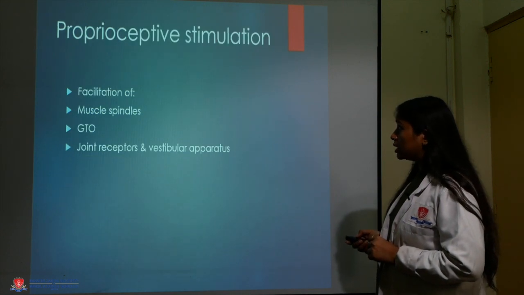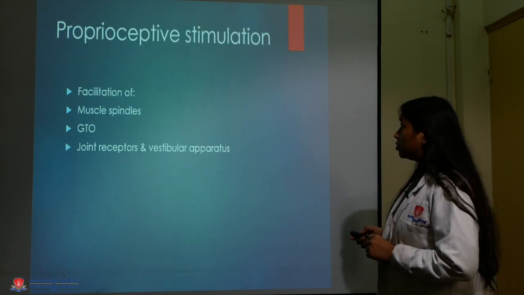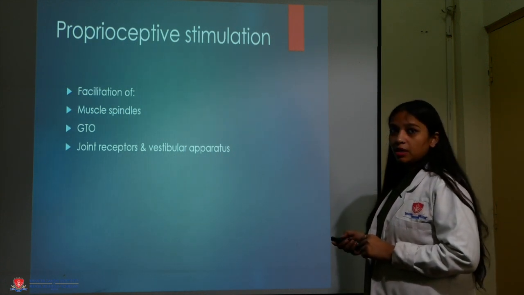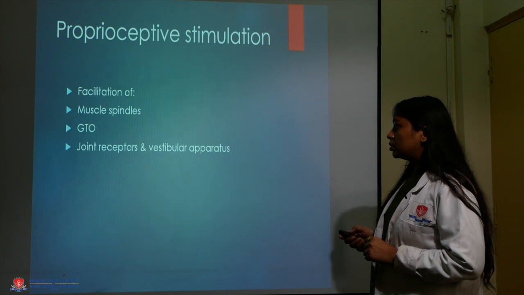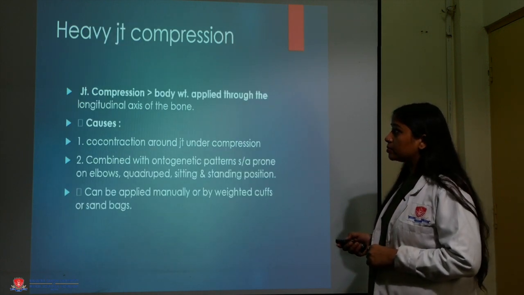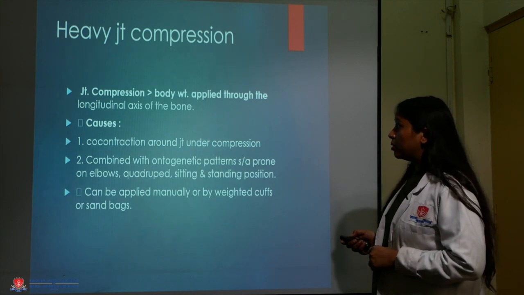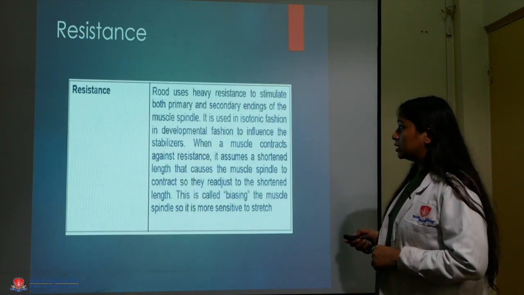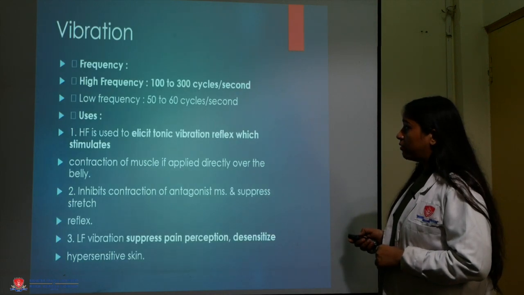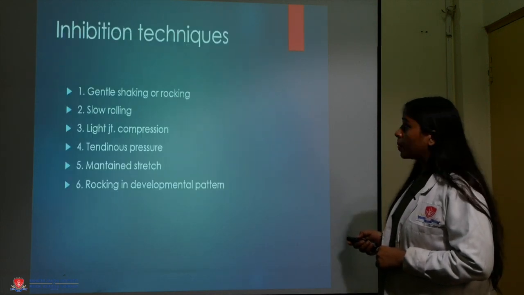So next is proprioceptive stimulation. It facilitates muscle spindles, Golgi tendon organs, joint receptors and the vestibular apparatus. The next is heavy joint compression, stretch, resistance, tapping, vestibular stimulation, vibration, osteopressure.